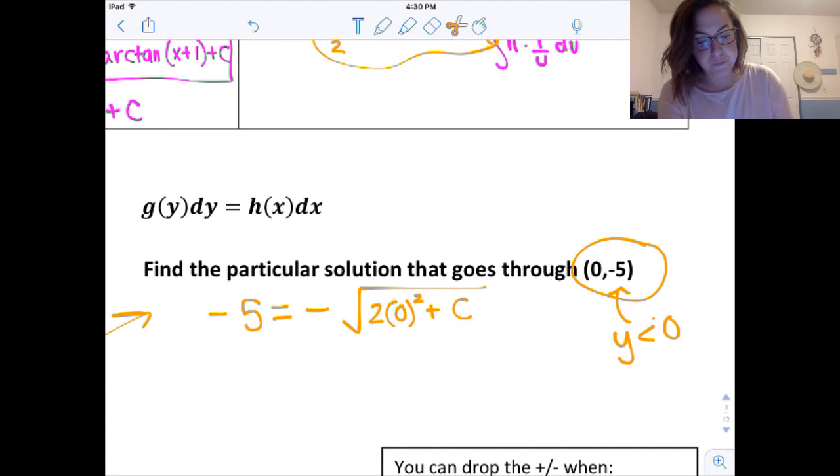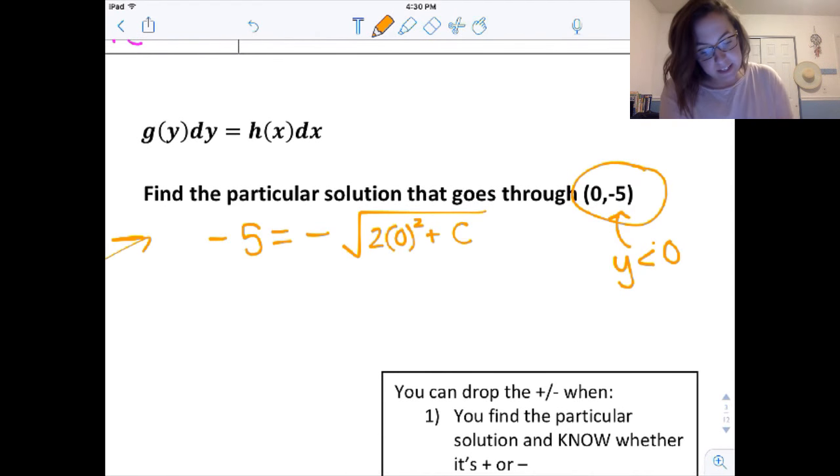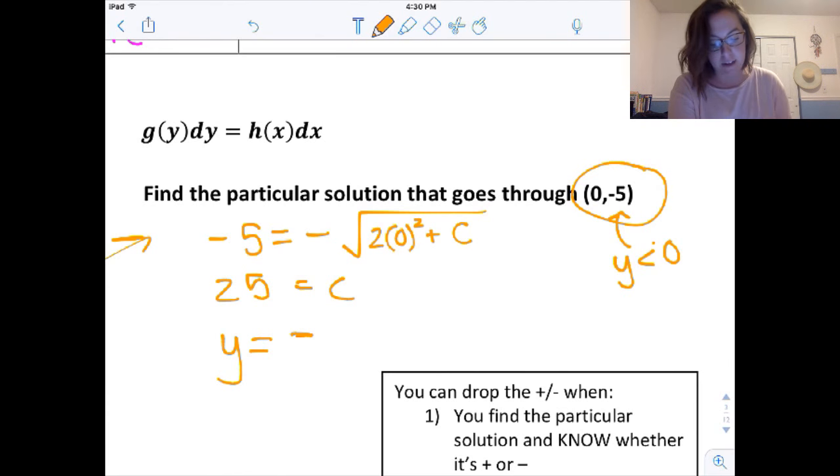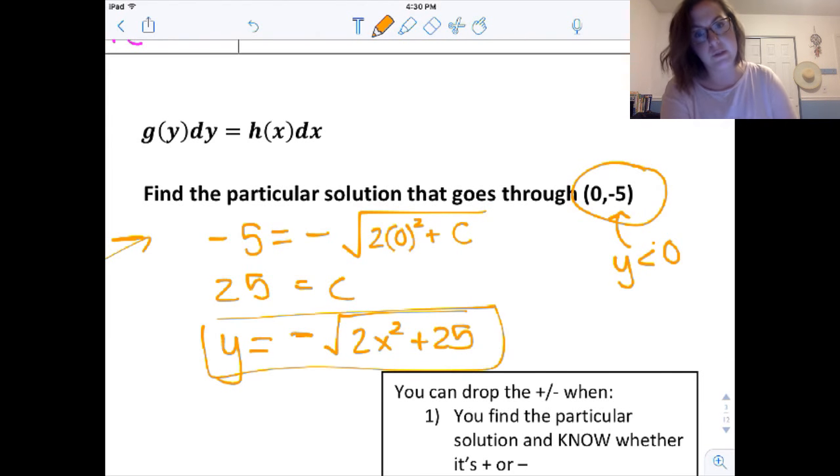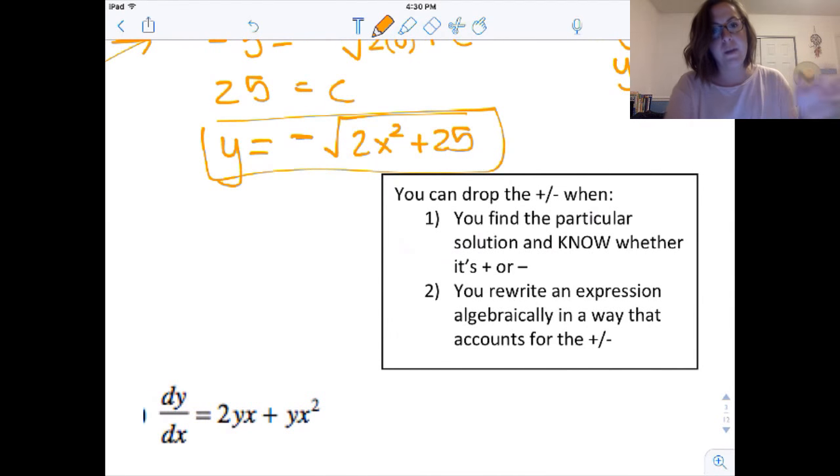So solving this, I'd square both sides. 25 equals c. So your particular solution here would be y equals negative, not plus or minus anymore. You know it's negative. Square root of 2x squared plus 25. And that is the particular solution. So you can drop the plus or minus when either you find the particular solution and know it's plus or minus, which is this case, right? Or you rewrite an expression algebraically in a way that accounts for the plus or minus.